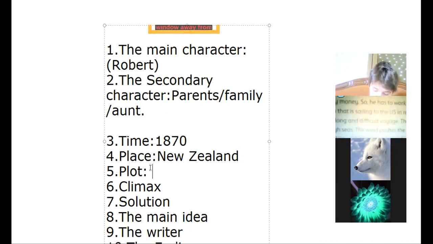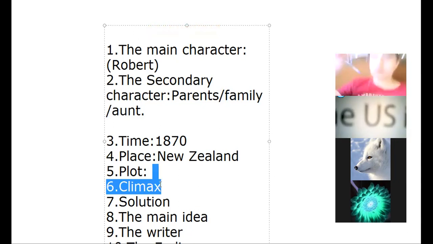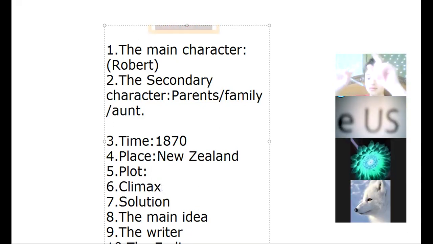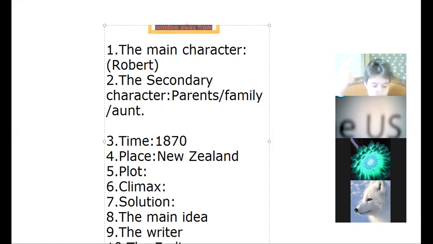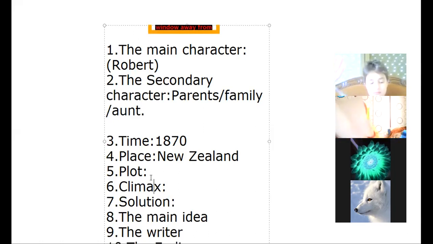Now, we have the most important thing in the element of the story. So we have plot, climax, and solution. Now let's get to the clever part. Who wants to give me the plot? What is the plot? The beginning of the problem.